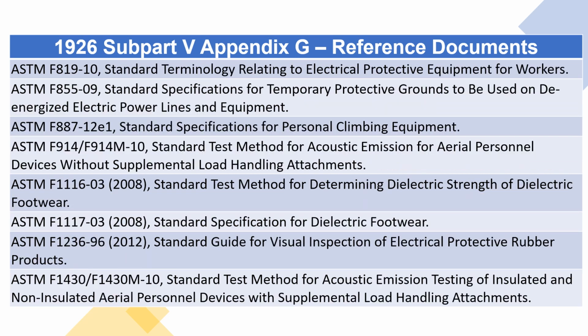ASTM F819-10, Standard Terminology Relating to Electrical Protective Equipment for Workers. ASTM F855-09, Standard Specifications for Temporary Protective Grounds to be used on de-energized electric power lines and equipment. ASTM F887-12e1, Standard Specifications for Personal Climbing Equipment. ASTM F914/F914M-10, Standard Test Method for Acoustic Emission for Aerial Personnel Devices without Supplemental Load Handling Attachments.